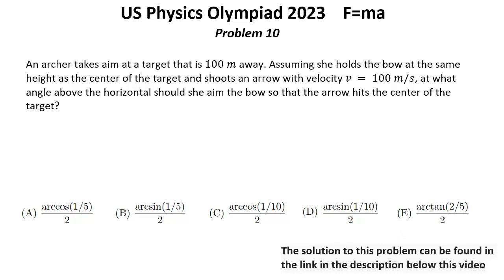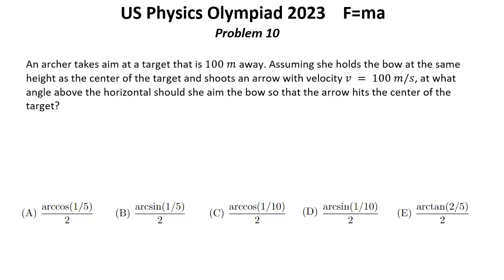Problem number 10. An archer takes aim at a target that is 100 meters away. Assuming she holds the bow at the same height as the center of the target and shoots an arrow with a velocity of 100 meters per second, at what angle above the horizontal should she aim the bow so that the arrow hits the center of the target?